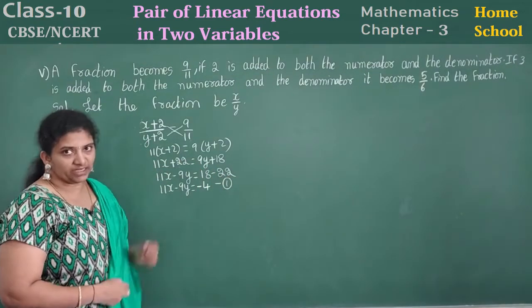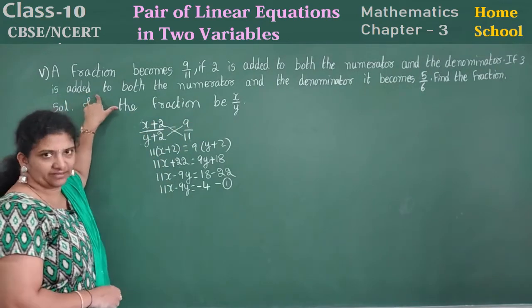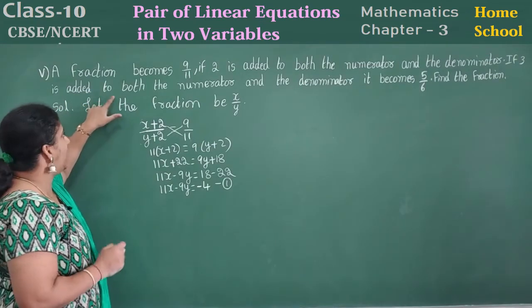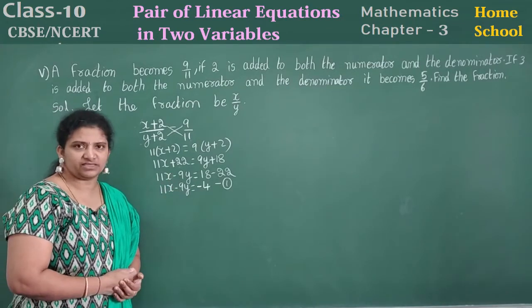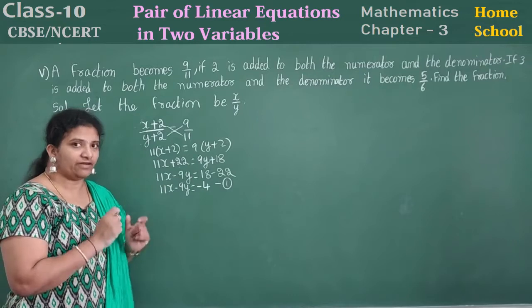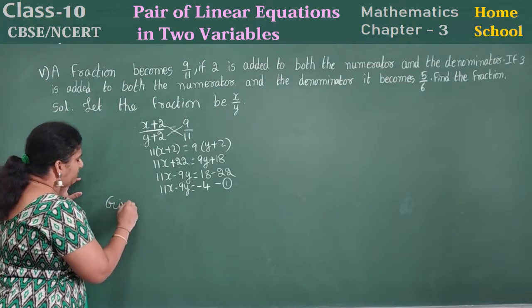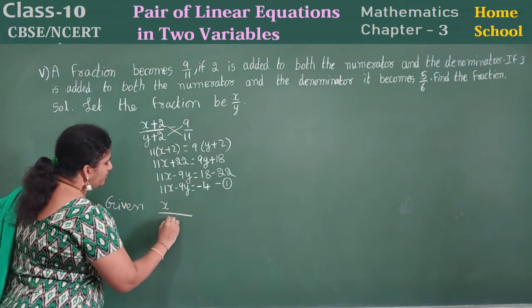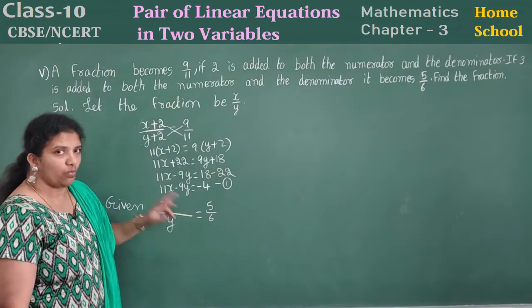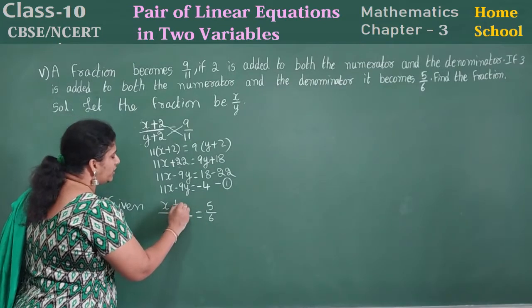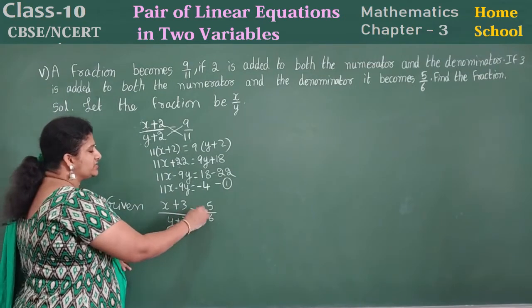Okay. So let me continue the question here. If 3 is added to both the numerator and the denominator, it becomes 5 by 6. Which becomes 5 by 6? The fraction becomes 5 by 6. So, given, what is your second statement here? The fraction becomes 5 by 6. How does it become 5 by 6? When 3 is added to the numerator and also the denominator. Okay. Now again cross multiply this.